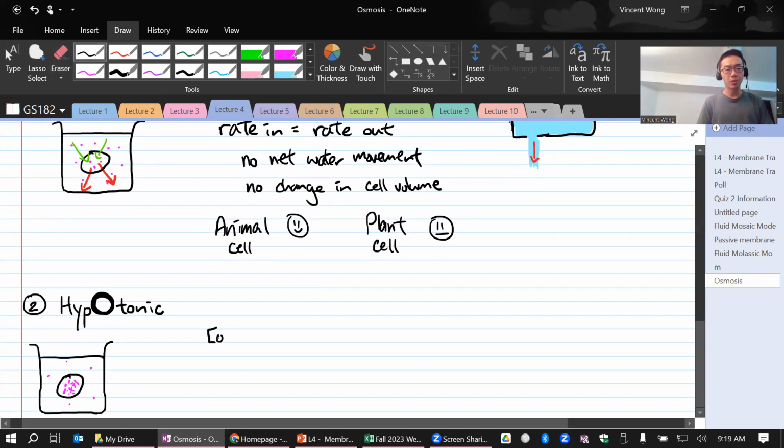So the outside in this case, oh sorry, trust me, I know how to spell. Outside is less than the inside, the cytoplasm. When I say outside, I mean outside of the cell, is less than the cytoplasm.